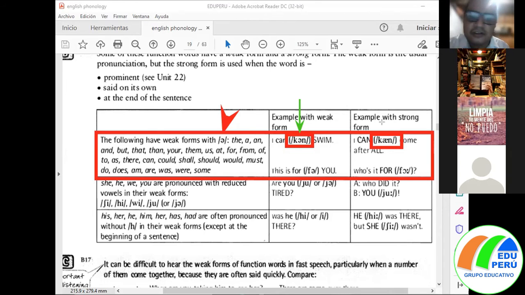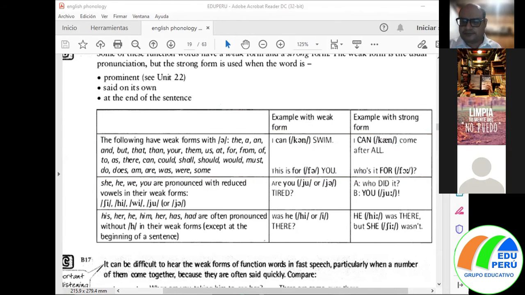The second case, this is for you. Now, who's it for? Here you pronounce for clearly. Who's it for? Why? Because it's at the end of a sentence. For is at the end of the question. That's why you give emphasis, you give a stress to this word. So notice the changes in the pronunciation. Let's continue with the other case.